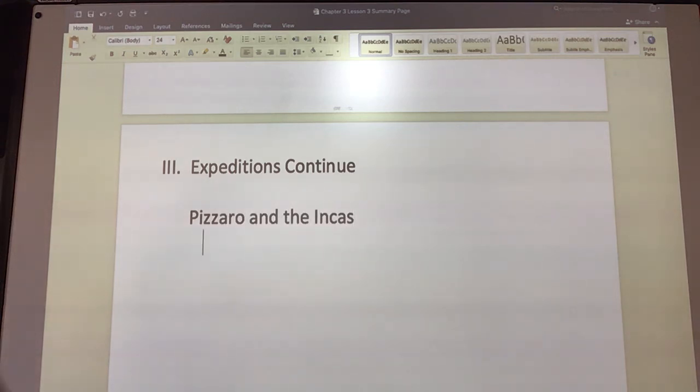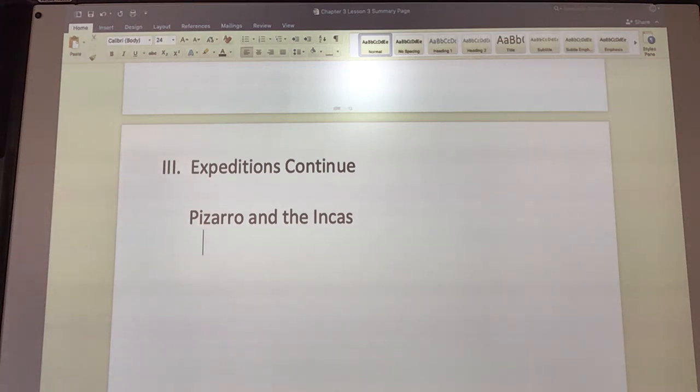What is something that might be important information? How can we summarize what Pizarro did? Two Z's. There we go. What did he do? He was a conqueror. He was a conquistador. Who did he conquer? How did he do it? That's what we're looking for.